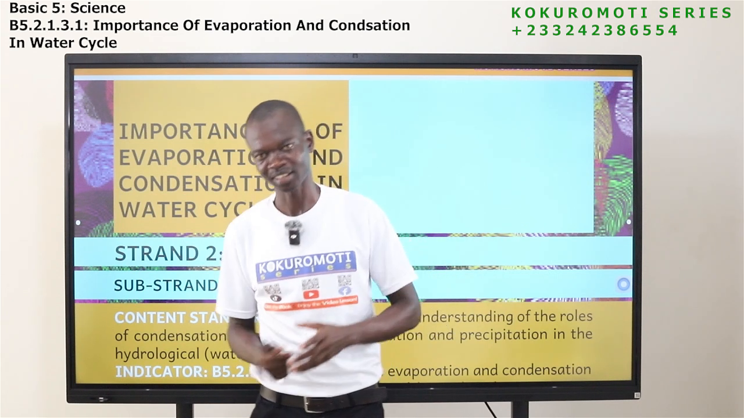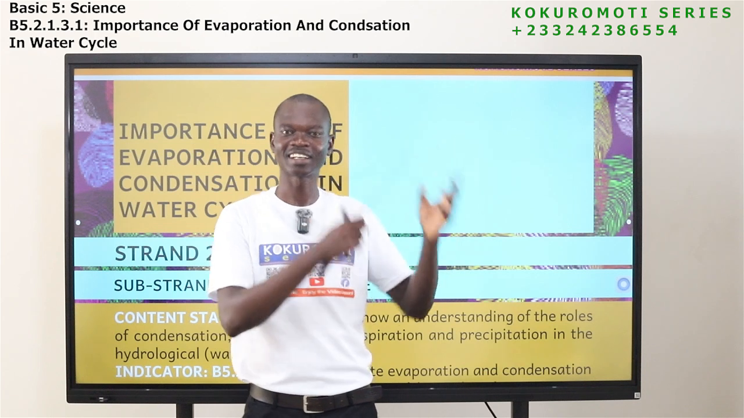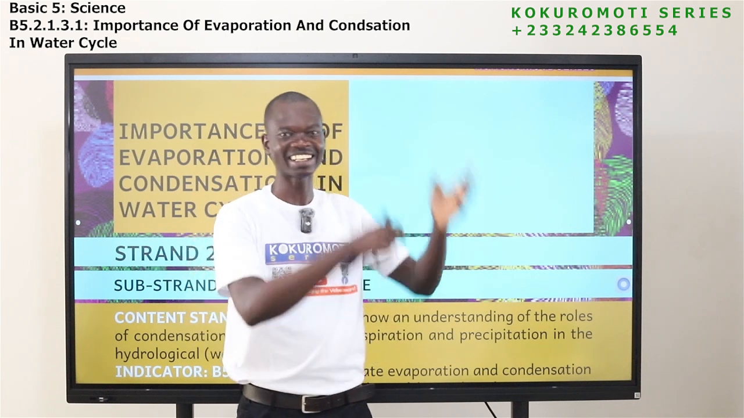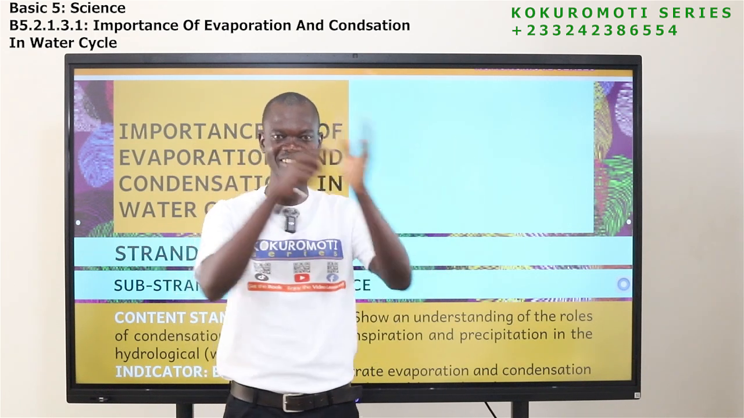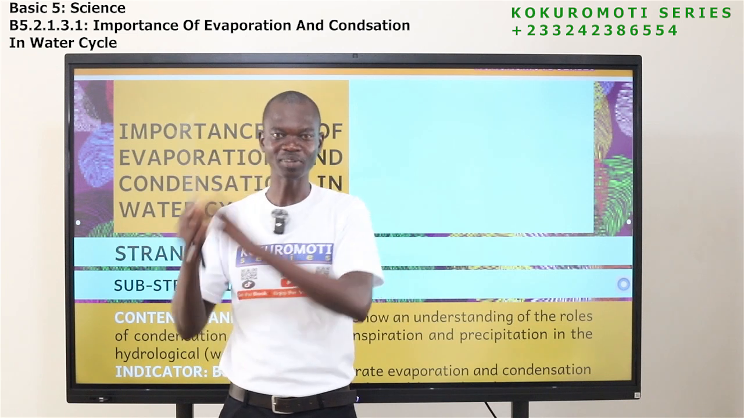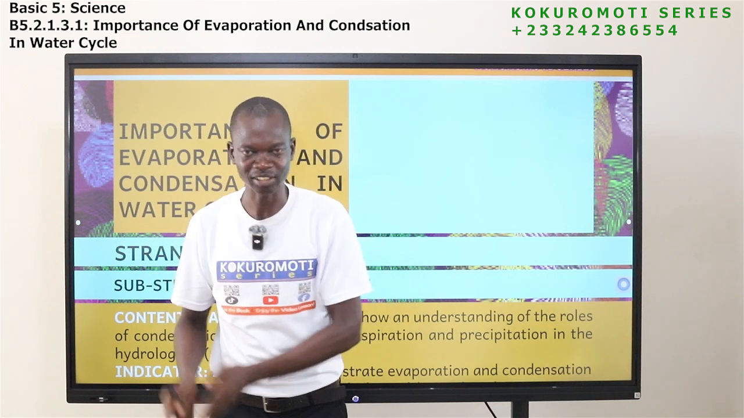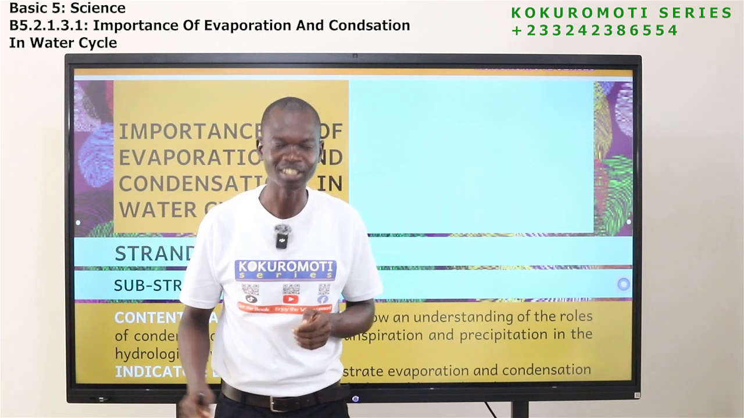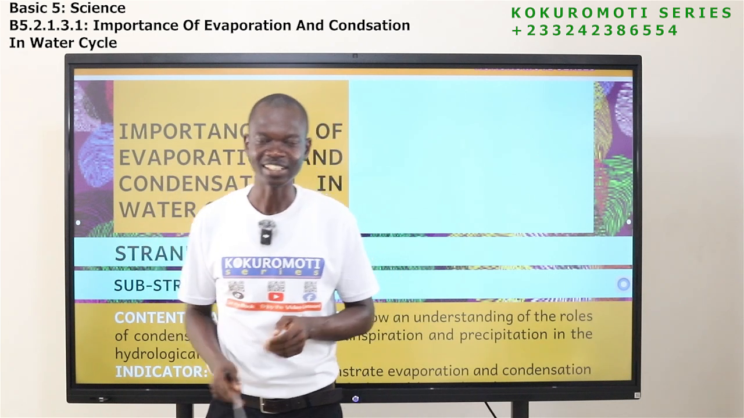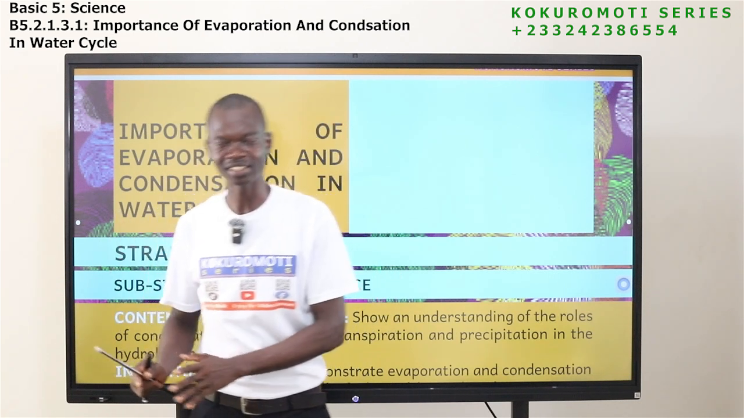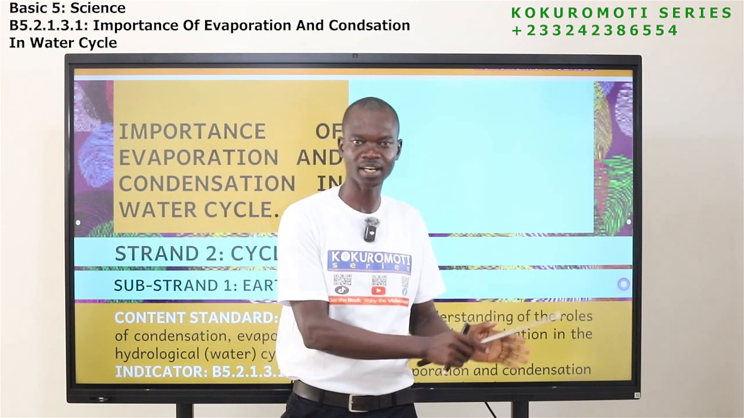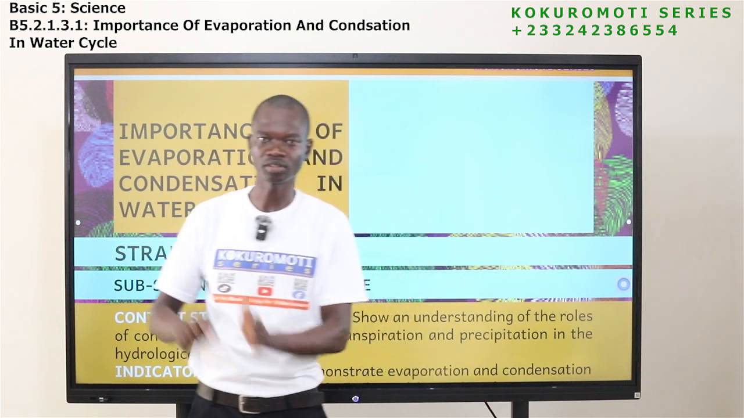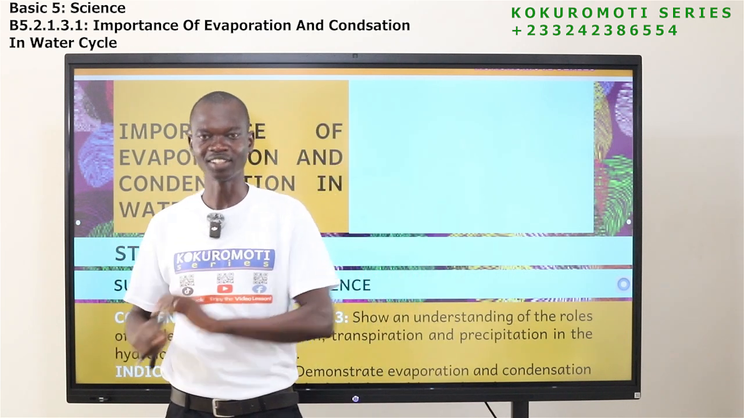And then it comes back and goes again, comes back, goes again, comes back. In that continuous way, it doesn't stop. It goes and comes back. It happens in a cycle. So we call it water cycle. Another name for water cycle is hydrological cycle.